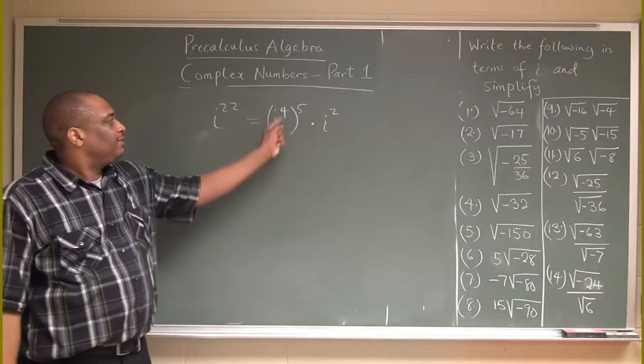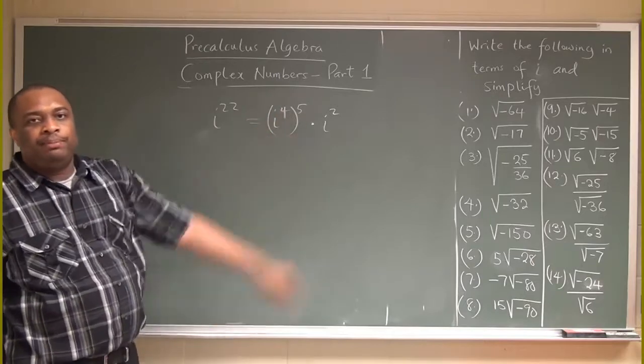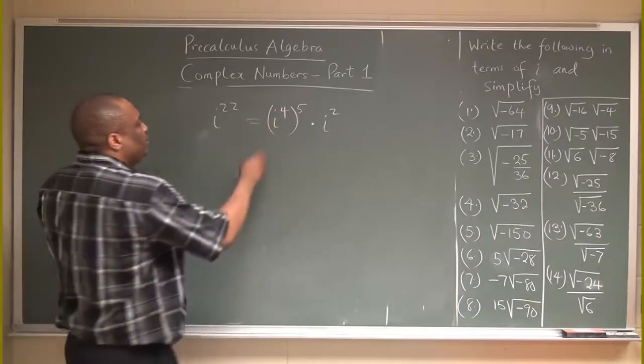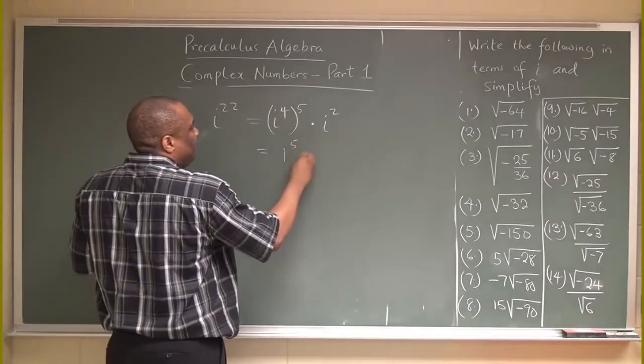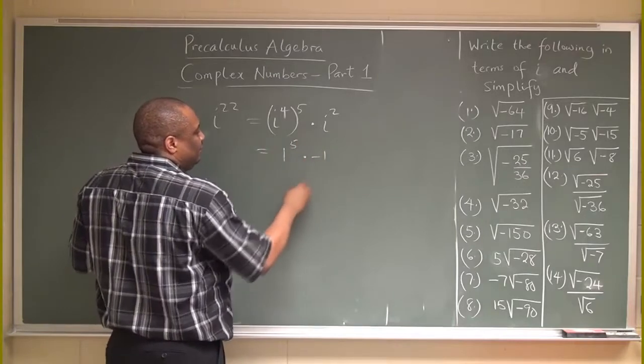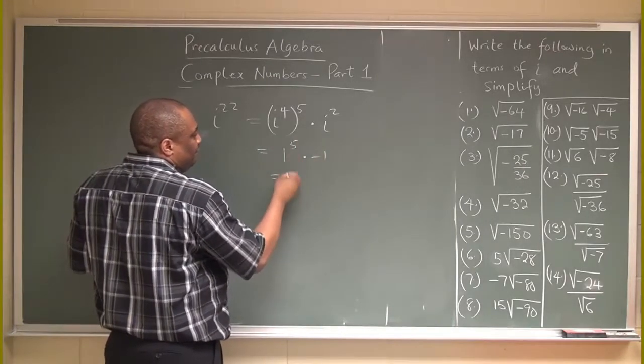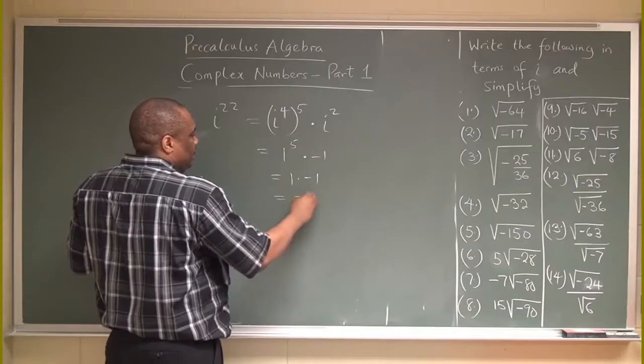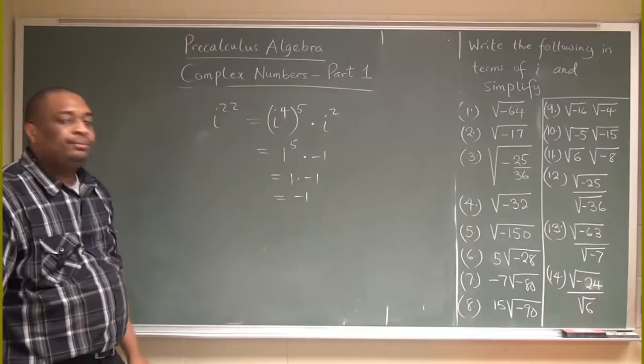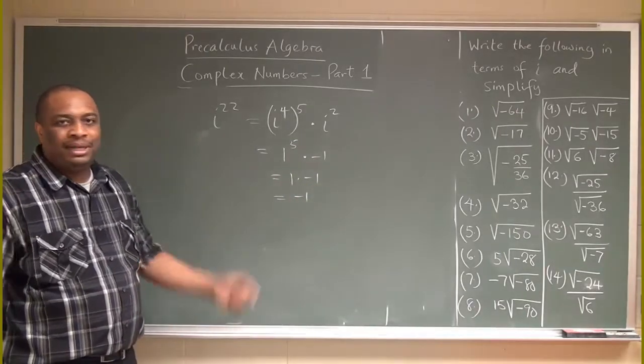Okay? Because 4 times 5 is 20. 20 plus 2, 22. So this will be 1 raised to power 5 times i squared, which is negative 1. 1 raised to power 5 is 1, times negative 1. And i^22 is negative 1. That's as simple as that.